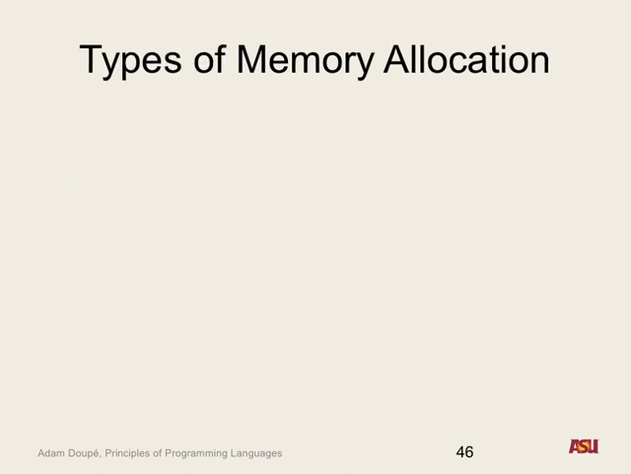So how can memory be allocated? What are all the ways that you allocate memory in your C++ programs? Using new. Using new, but where does that actually come from? It's dynamic. So where does that actually live? On the heap. Yes, so you can allocate memory on the heap.